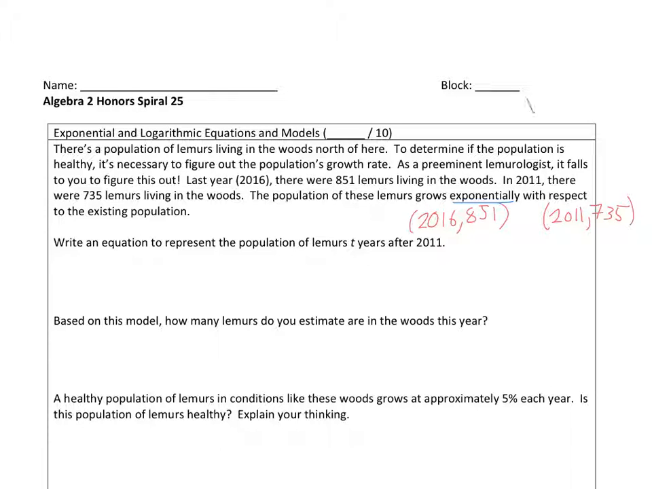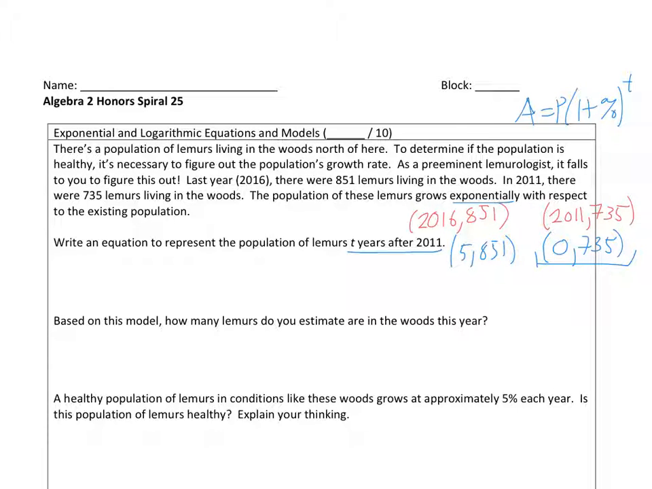Okay, so we're looking at some kind of amount is equal to the initial amount, 1 plus some kind of growth rate to some time frame. Write an equation to represent the population of lemurs t years after 2011. That's kind of a big deal. After 2011 means I could reset this to be 0, 735, and this instead of 2016 would be 5 and 851, which are much nicer numbers for me to deal with.